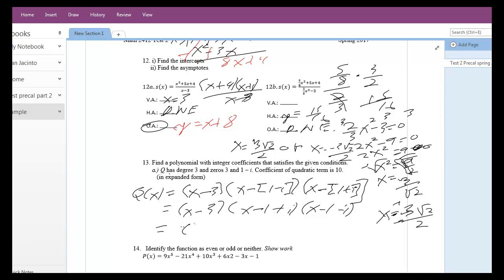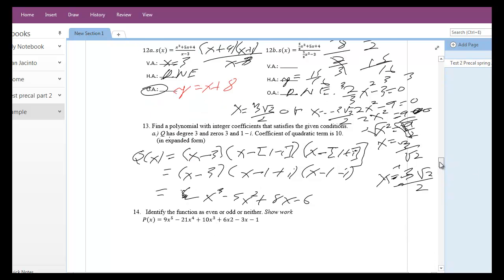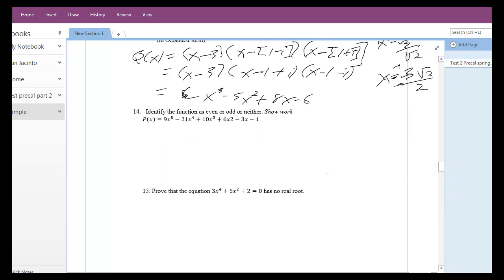After multiplying that out, I get x cubed minus 5x squared plus 8x minus 6. That's going to be 2 terms times 3 terms. Clean it up. Go from there. Identify the function as even or odd.